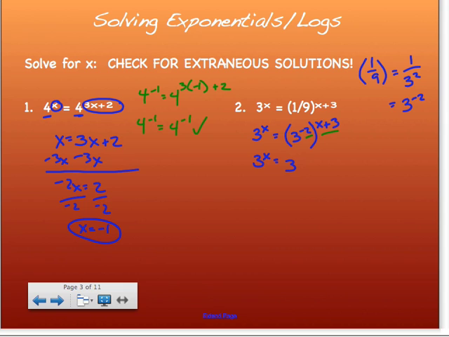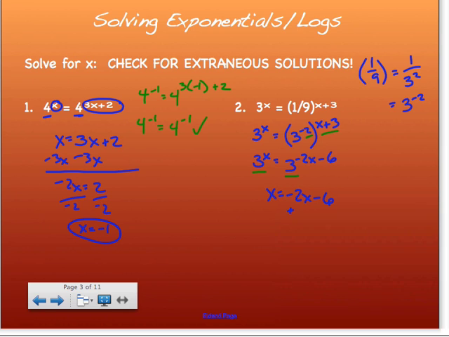Remember to give the negative 2 to both the x and the 3 because you're multiplying the entire quantity. And when I do that, I should get negative 2x minus 6. And if that's the case, I now have a base equaling a base. And so if that is the case, I can go ahead and say the exponents are the same. So x is equal to negative 2x minus 6.